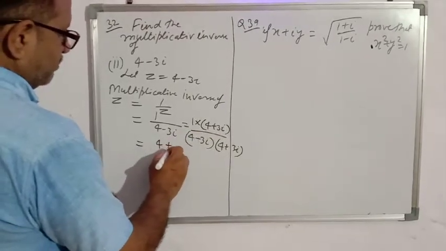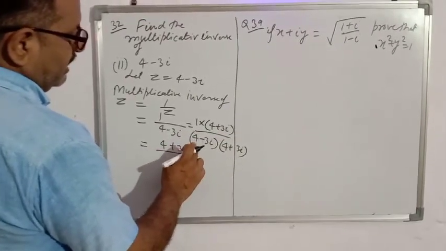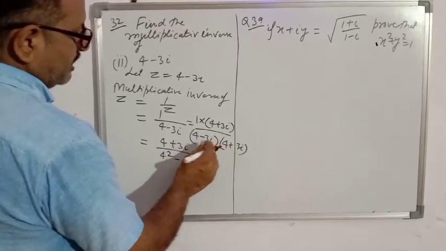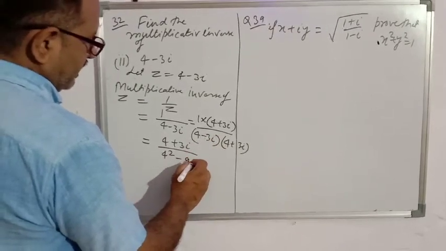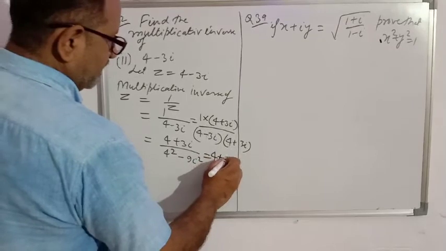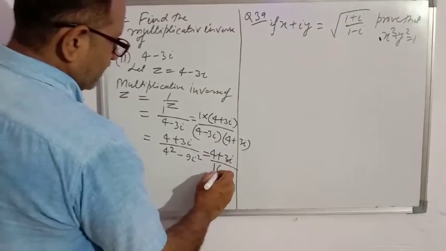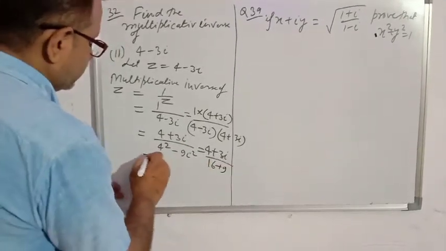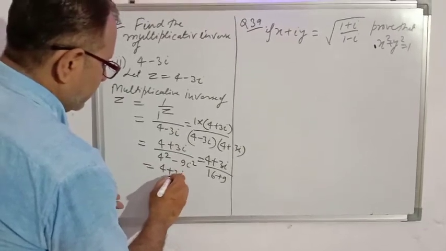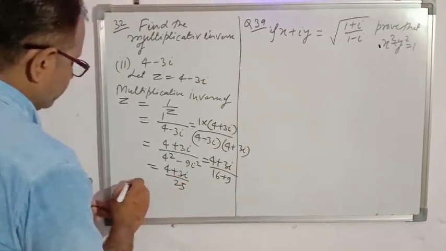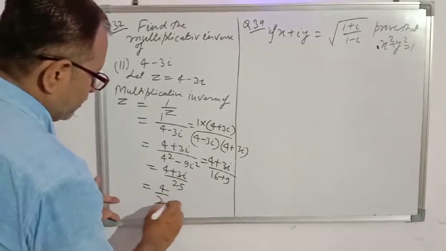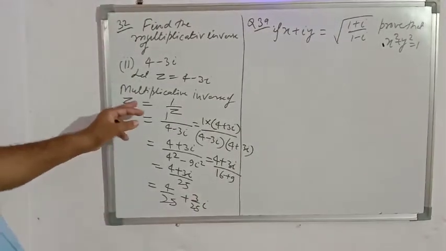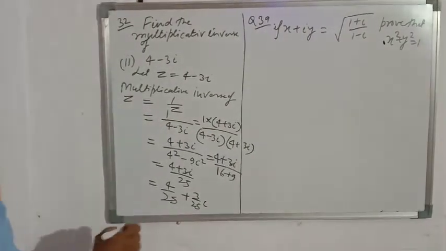So the numerator is 4 plus 3i. Here we can apply the a minus b, a plus b identity. It will be 4 square minus b square. b square means 3i square, 9i square. 4 square is 16, i square value is minus 1, so it will become plus 9. 4 plus 3i upon 25. Separate it: 4 by 25 plus 3 by 25 i. So this is the multiplicative inverse of z, that is 1 by z. This is the answer.